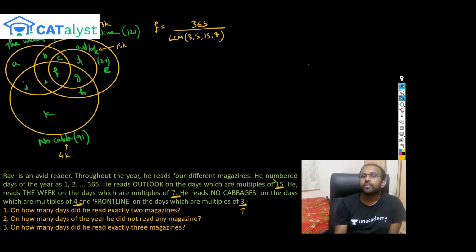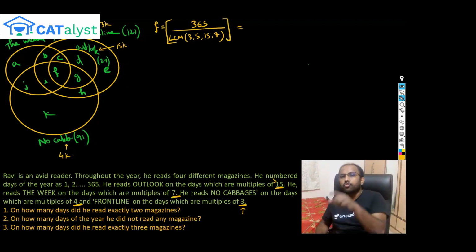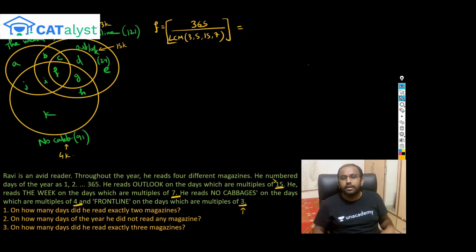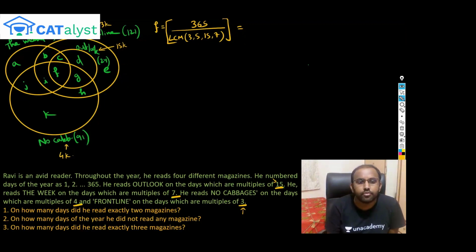Why? Because if we have a total of 365 days here, one magazine is read every 3rd day, one is read every 5th day. Their common will be the LCM of 3 and 5, that is the 15th day. Now these two common will be 15 day. Then one more magazine comes here with LCM being 7th day, right? Oh sorry, I think it is 3, 15, 7 and 4 here. Okay, 3, 15, 7 and 4, right?